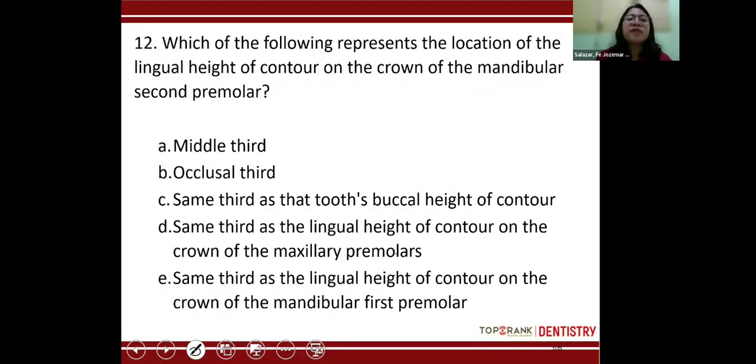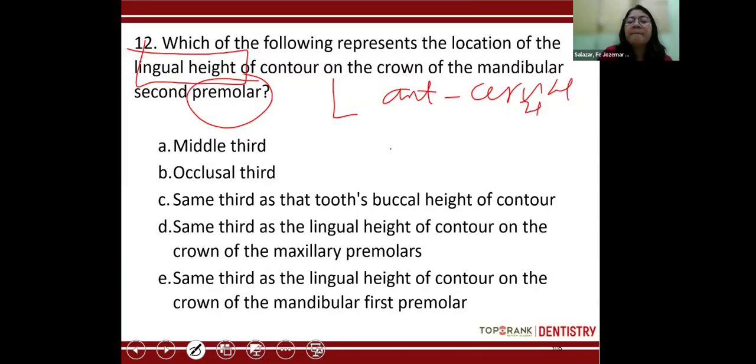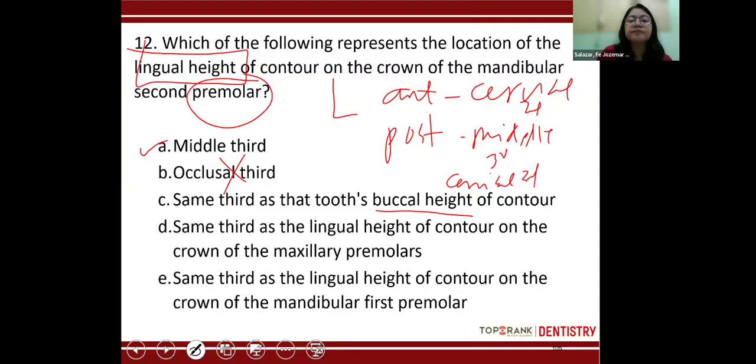Number 12, which of the following represents the location of the lingual height of contour on the crown of mandibular second premolar? Ano yung rule natin pag lingual? Ng anteriors, cervical third. Pag posteriors, it's in the middle third. Very good. Yes, the correct answer is the middle third. Walang height of contour sa occlusal third. So yan, maling-mali talaga. Same third as the tooth's buccal height of contour. No, kasi ang buccal height of contour is in the cervical third.